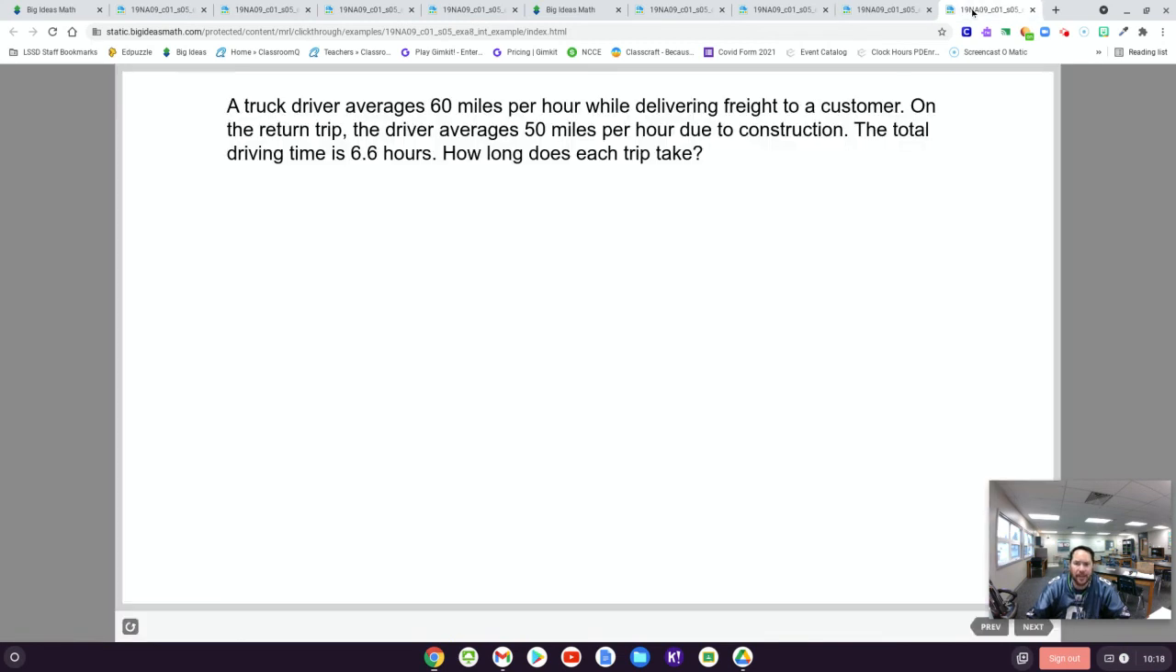Okay, and our last example. Woo, this video is going long. This is a complicated problem, so I'm just going to click through it, and then I'll have you pause and take a look at it, make sure it makes sense. A truck driver averages 60 miles an hour while going to deliver, and then on the return trip, 50 miles an hour. The total time is 6.5 hours. How long does each trip take?